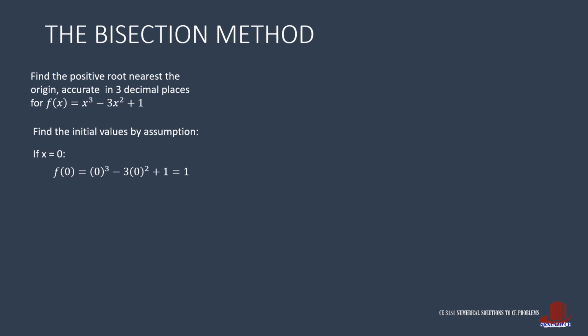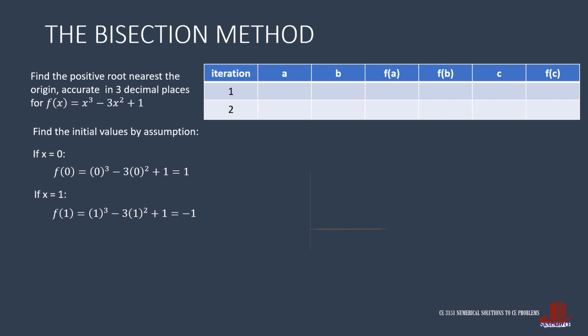First, we assume x to be 0. f of x becomes 0 cubed minus 3 times 0 squared plus 1, which is 1. If x is 1, f of 1 becomes 1 cubed minus 3 times 1 squared plus 1, which results in negative 1. Illustrate the coordinates: the lower limit is x equal to 0, where the curve is at y equal to 1. For the upper limit, at x equal to 1, y comes as negative 1. Connecting these 2 points, the curve goes downwards.